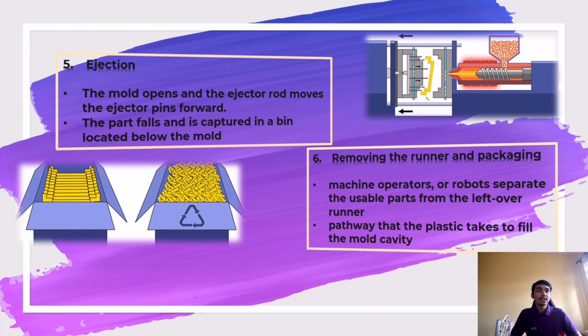The next process is removing the runner and packaging. Although the injection molding machine cycle ends on step 5, the process continues. Periodically, the machine operators or robots separate the usable parts from the leftover runner. The runner is the pathway that the plastic takes to fill the mold cavity. In many cases, the runners are ground and recycled to reduce cost and environmental impact.